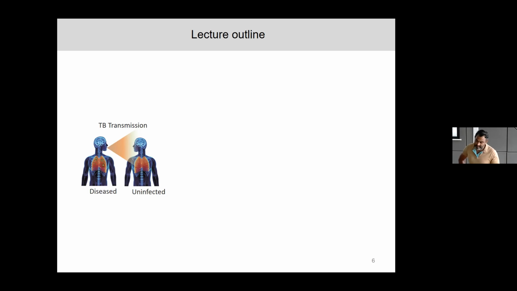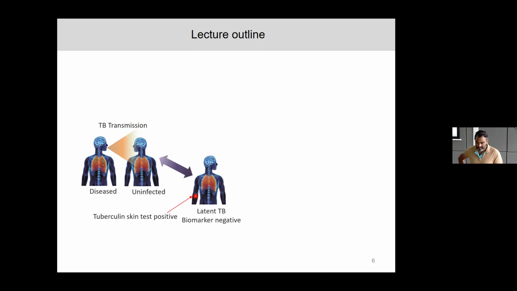So this is a transmission couplet, right? How do you get TB? You've got to share air with somebody who's sick. Usually you have this transmission of disease from people who are infected and diseased to those who are uninfected. But as with many diseases, sharing air doesn't necessarily mean you're going to get the disease, right? So there are actually multiple outcomes that happen from sharing air.